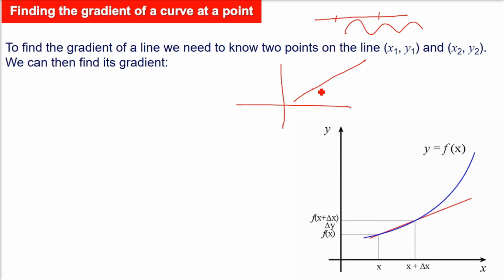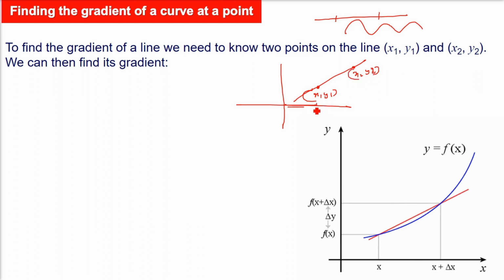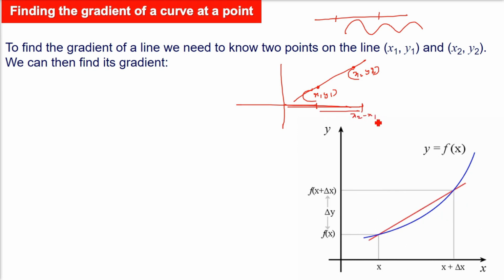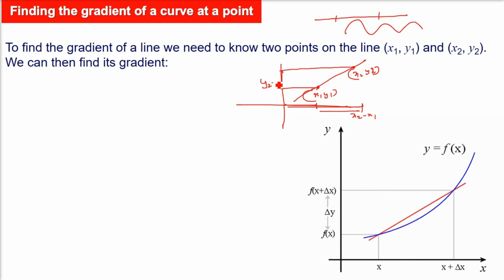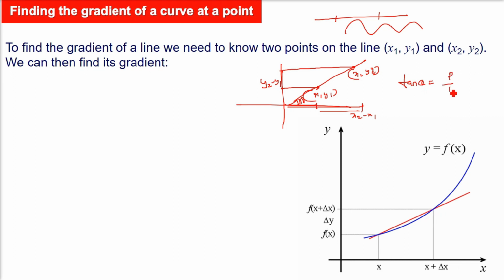So if you have a line, you have point x1, y1, and point say x2, y2, and it's very easy to find out the gradient or the slope, that is the angle it makes with the x-axis. Positive angle, okay? The distance traveled on the x-axis is x2 minus x1. The distance covered on the y-axis is y2 minus y1. So what is the angle? It is tan theta. Tan theta is simply perpendicular by base.